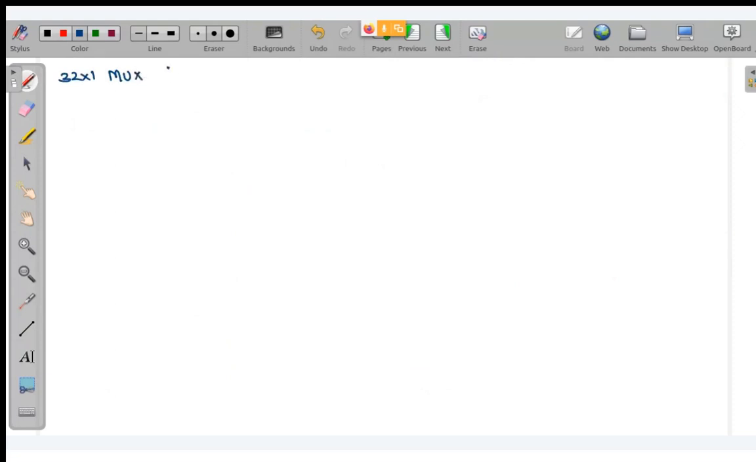Now if I ask you, a 32x1 mux has to be constructed using 2x1 muxes. What is the total number of 2x1 muxes? Can you guys tell me? What will be the total number of 2x1 muxes to make a 32x1 mux? 31. Raju is telling 31.